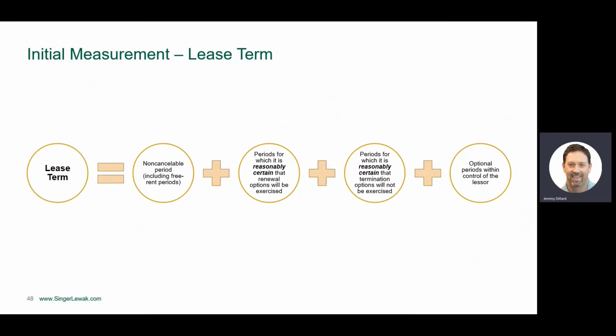First, the lease term includes the non-cancelable period, and this should include any free rent periods before the lessee first starts making lease payments. Second, the lease term includes the renewal periods that are reasonably certain to be exercised. Again, there's that, quote, reasonably certain threshold that needs to be met. Third, the lease term includes periods where it's reasonably certain that a termination option will not be exercised. Finally, the lease term includes any optional periods where the lessor has control of deciding whether to terminate the lease.